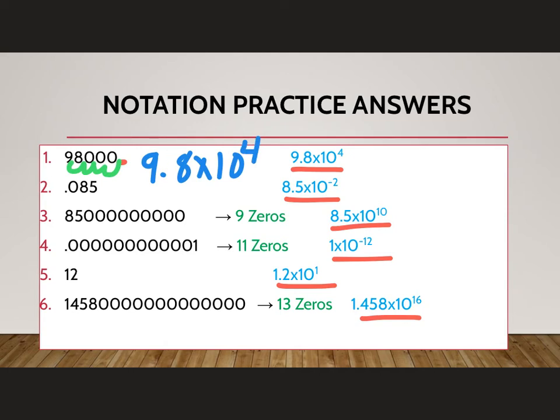See how that works? The second one, we did the same thing except we already had the decimal spot, so we just moved it back 1, 2. That's going to give us 8.5 times 10. We moved it backwards, so it's negative 2.